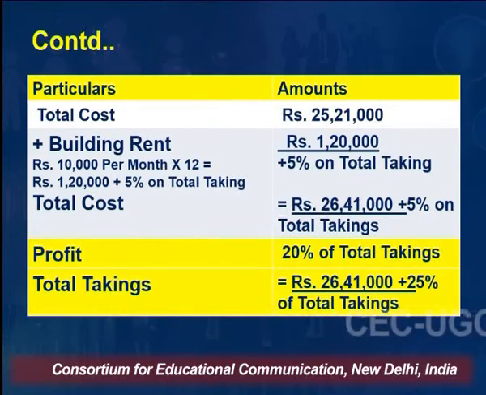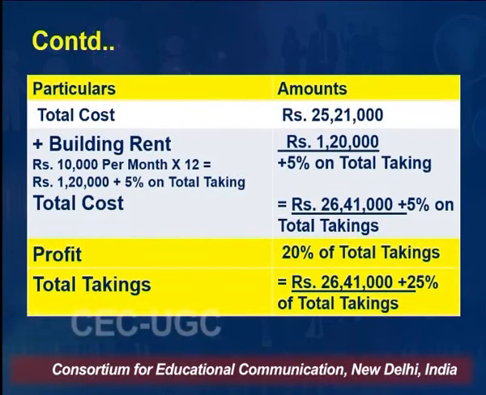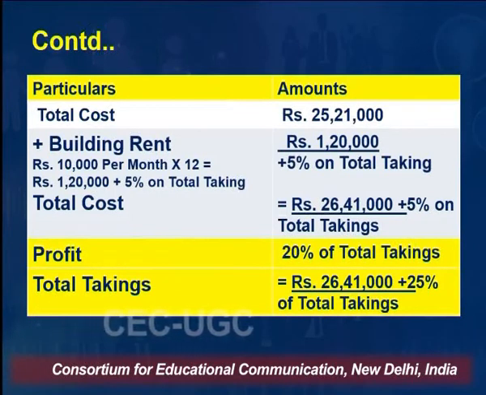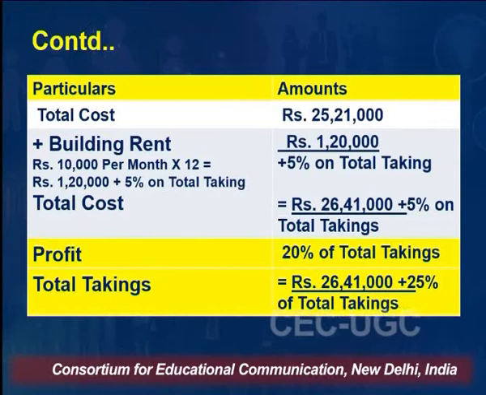And then we have to add 5% on total taking, but the irony is that total taking is not known to us up till now. So we shall simply write plus 5% on total taking, because I can only calculate total taking when I have the charges for each category of rooms, and that is something which I have to calculate. So unless I calculate, I cannot calculate the value of this 5% on total taking. So I shall write 1,20,000 plus 5% on total taking.